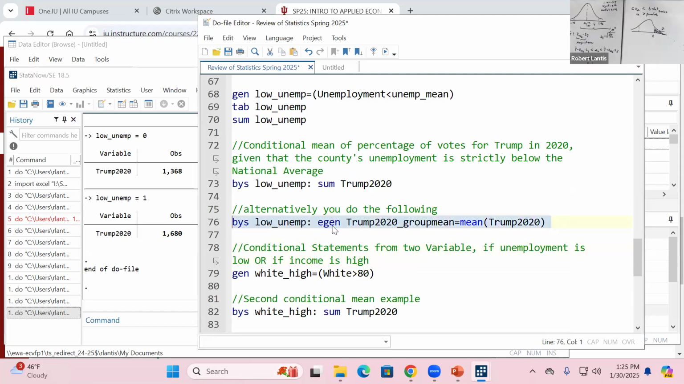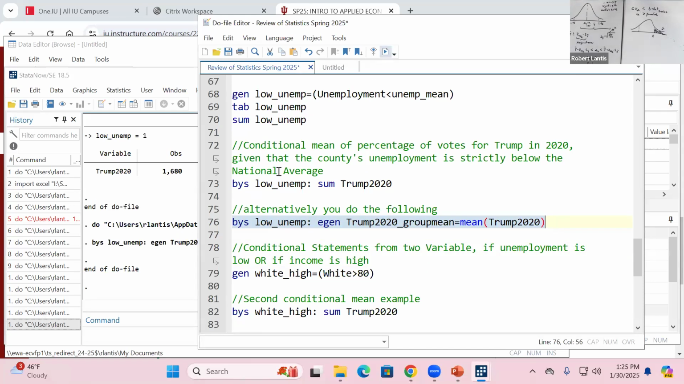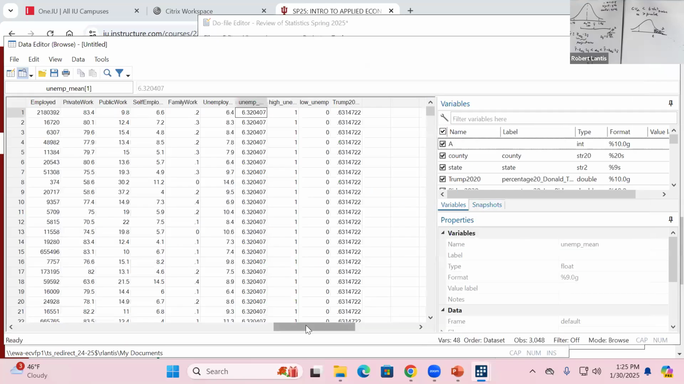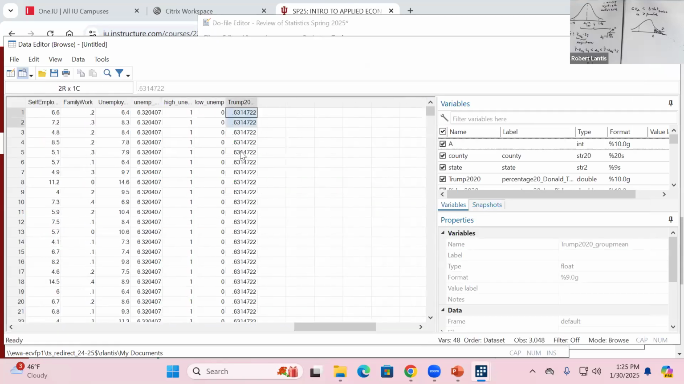Now, I can also use this by sort command when I'm creating variables. So I'm going to create a variable that basically calculates the mean of two groups. It's going to calculate the mean proportion that voted for Trump in 2020, but for low unemployment counties and for non-low unemployment rate counties. So if I do this, the only issue is, it runs this, I now have this variable. Notice it looks like it's all the same, but that's because all of these were low unemployment rate counties. This is the mean for low unemployment rate counties.